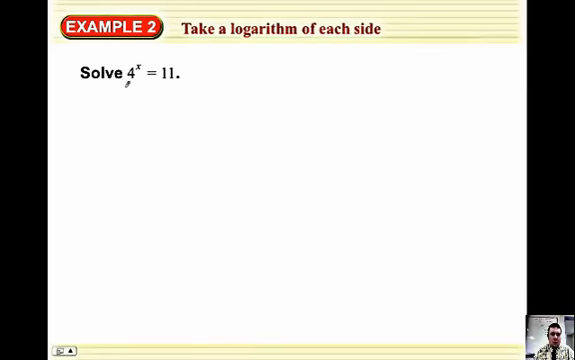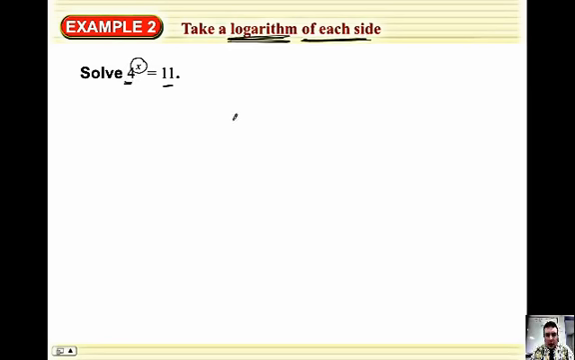All right. Example number 2. Here's an example where you can't get them to the same base. Like you have 4 and you have 11. You can't break down 11 to make it 4 or 2 or anything like that. So you only have really one option. What do we want to do? Our goal is to get x by itself. That's always our goal. Which means we'd have to get rid of a base of 4. Now you remember logarithms and exponentials are inverses of each other. So how do you get rid of a base of 4? You take the logarithm of each side.